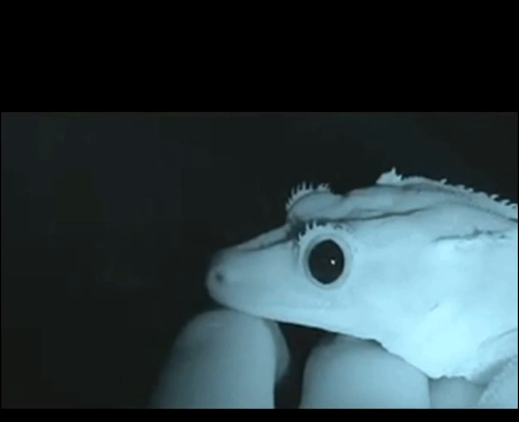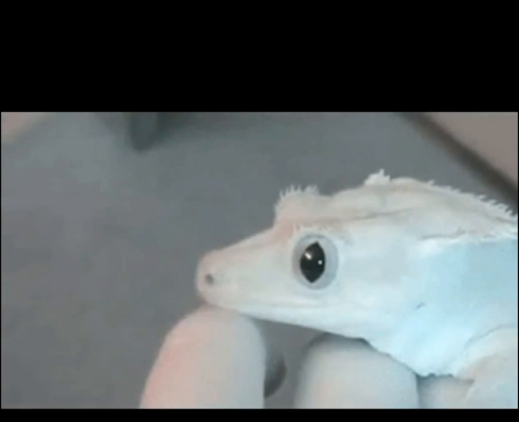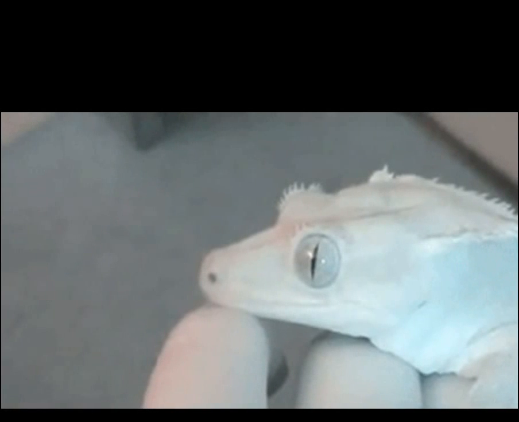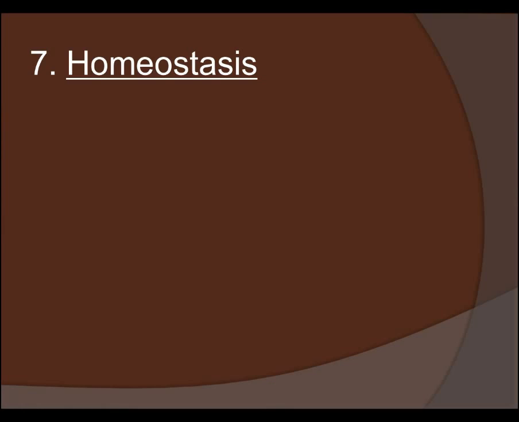Here we have a gecko. You can see in the dark, very, very large vertical pupil. Watch what happens. You bring it out into bright light, and that pupil, of course, constricts. It's responding to a change in its environment.